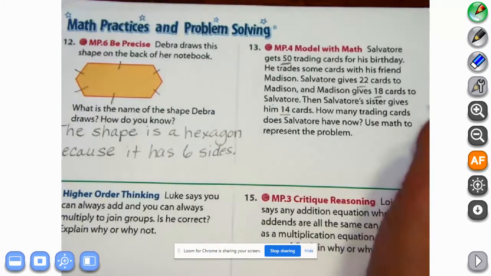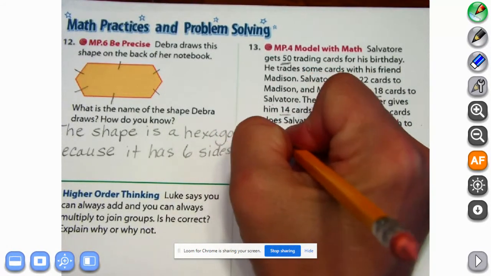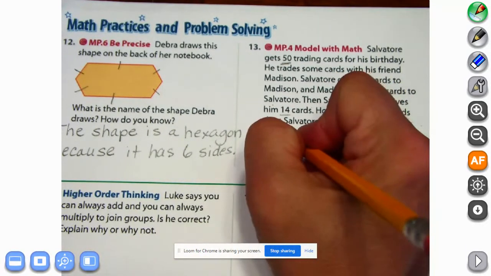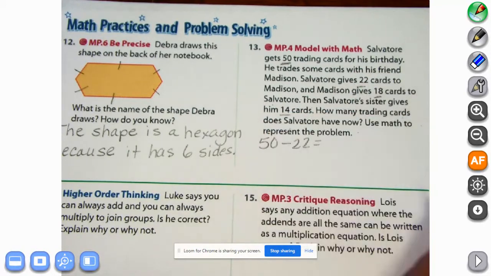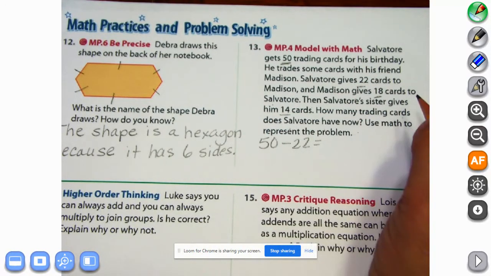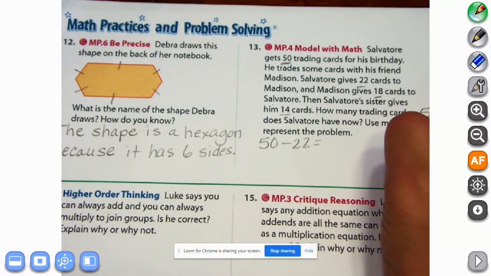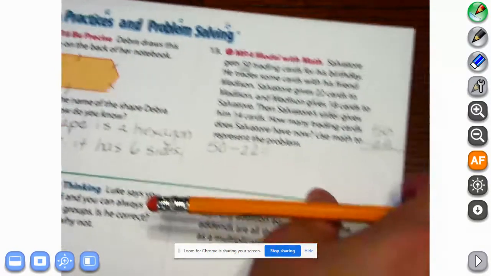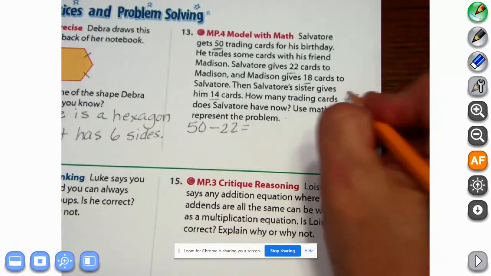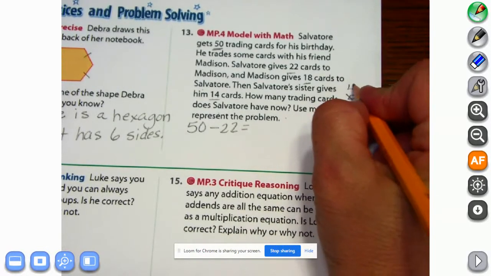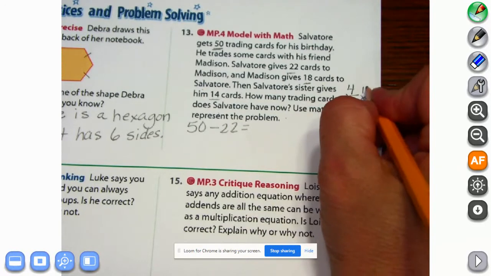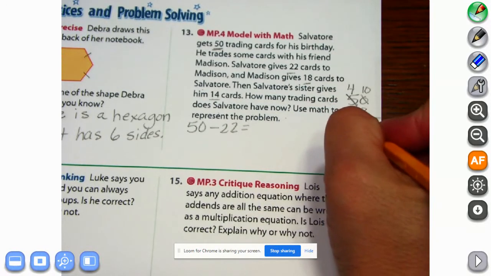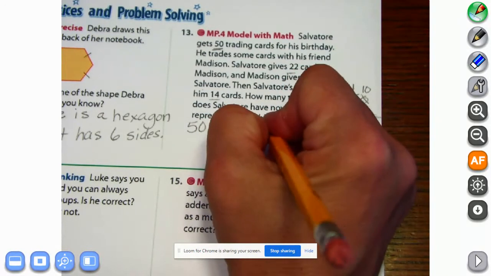So let's start out. He has 50 to begin with. He gives away, that's what our subtraction sign is, 22 cards. Okay? We can stack it, 50 minus 22. We can't take 2 out of 0, so we're going to borrow a 10 and bring that 10 over here. 10 minus 2 is 8. 4 minus 2 is 2, so 28. So there are 28 left that Salvatore has.